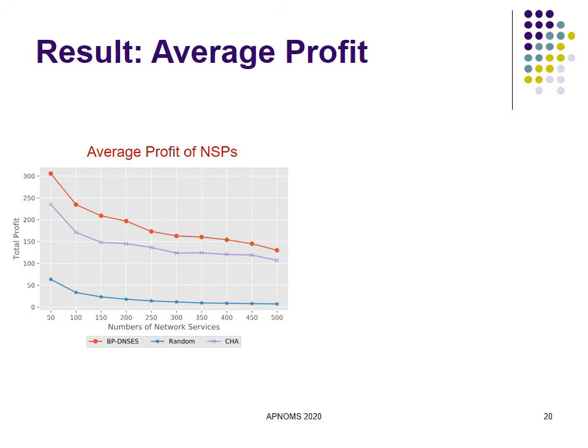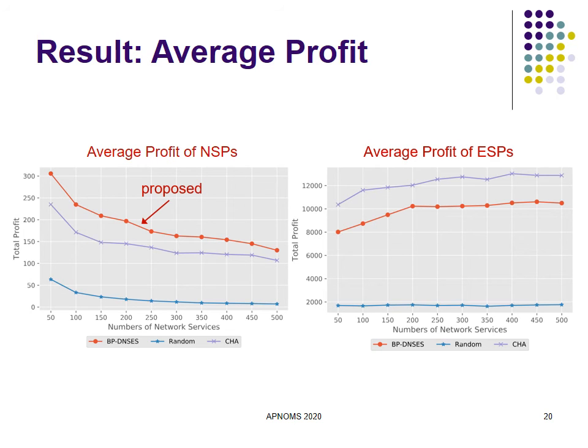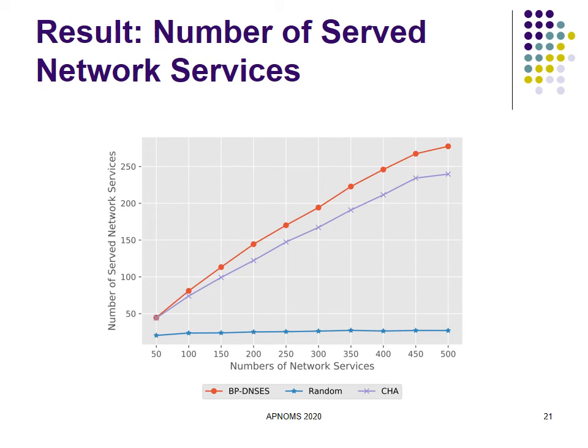Here is the result about average profit. For the network service provider, the profit decreases as the number of network services increases. The proposed approach has the highest profit. For edge service providers, the average profit slightly increases as the number of network services increases. Here, the proposed approach has a lower profit compared with CHA. Next is the result of the number of served network services. Here, the proposed approach also has the highest number of served network services.